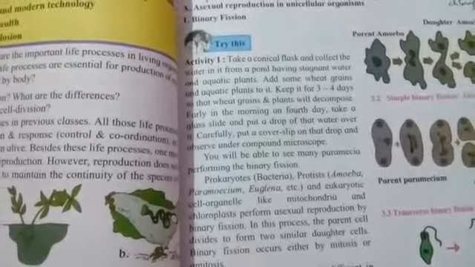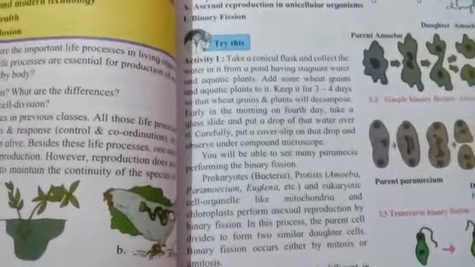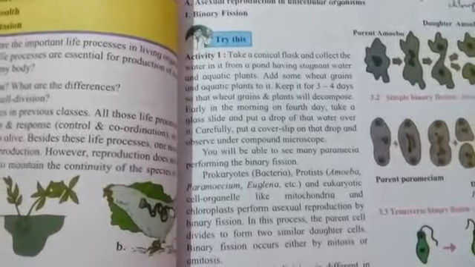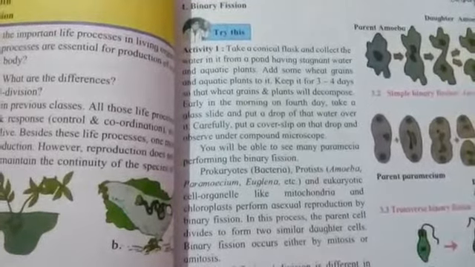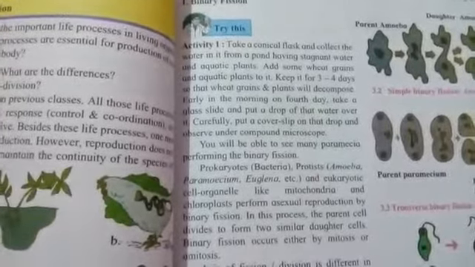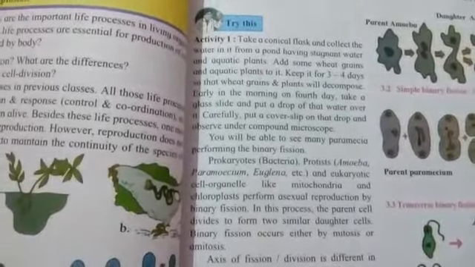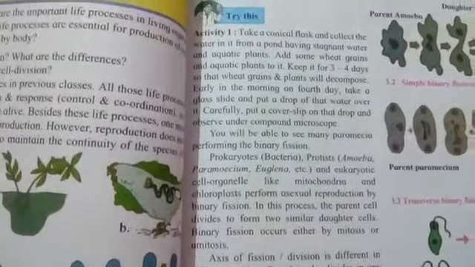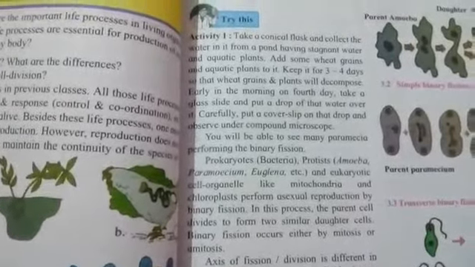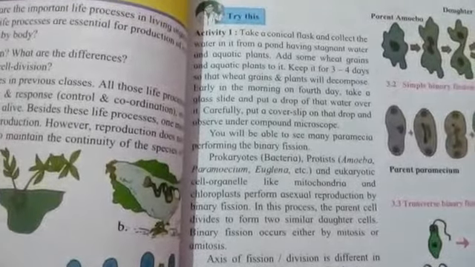In unicellular organisms, we can see binary fission. Binary means two, and fission means to split, to get divided. Binary fission can be seen in protists and prokaryotes. Now, what do you understand by prokaryotes? Prokaryotes means the living organisms which do not possess a true nucleus. So these are known as prokaryotes, and eukaryotes are those organisms which possess a true nucleus.